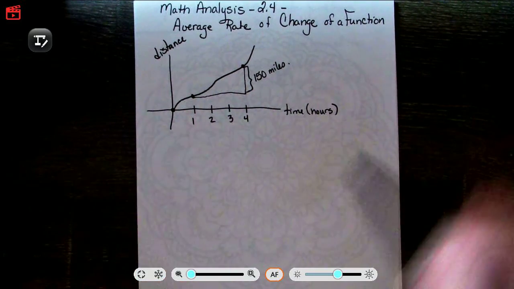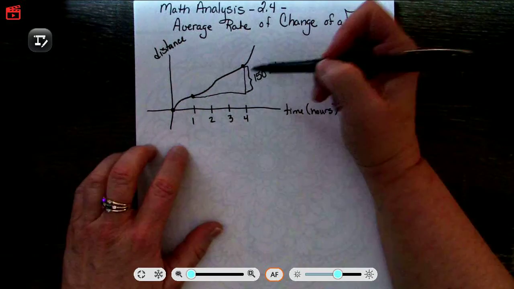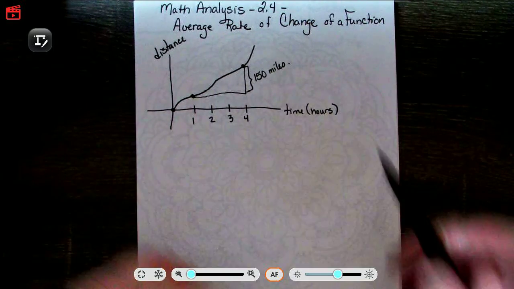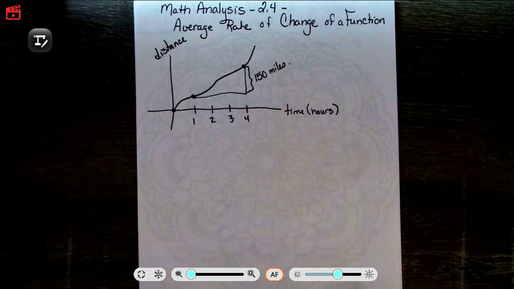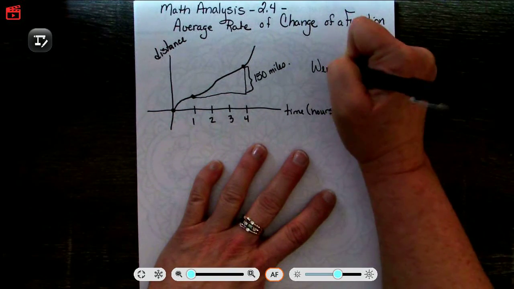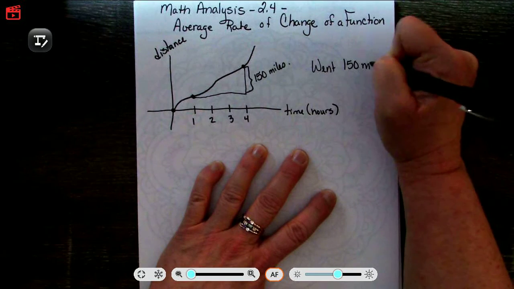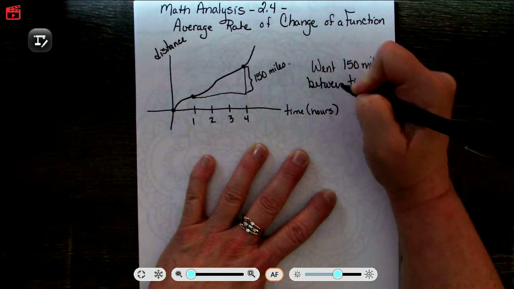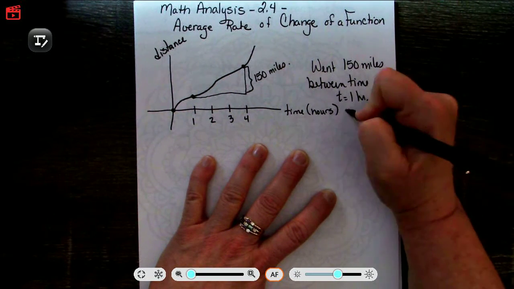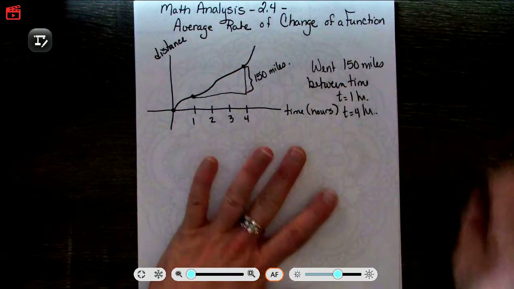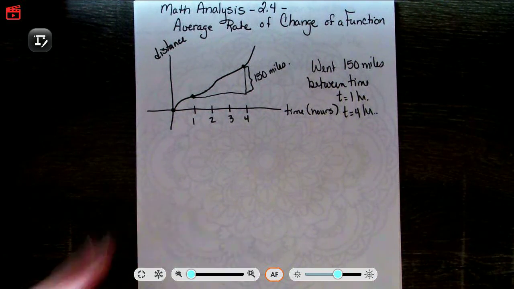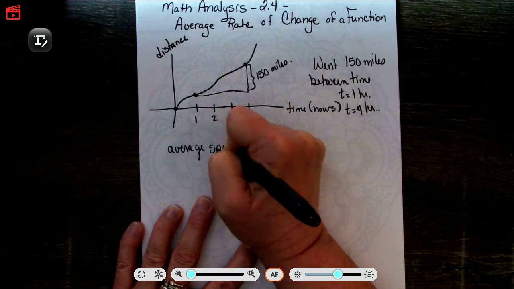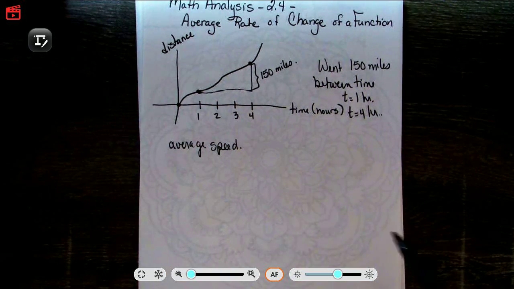Okay, one thing I can pull off from the graph, and I'm just telling you that from this graph, this distance from here to here, so going from 1 hour to 4 hours, is 150 miles. So we went 150 miles between time t equals 1 hour to t equals 4 hours. Okay, and someone might want to say, well, what was our average speed? On average, how fast were we going?